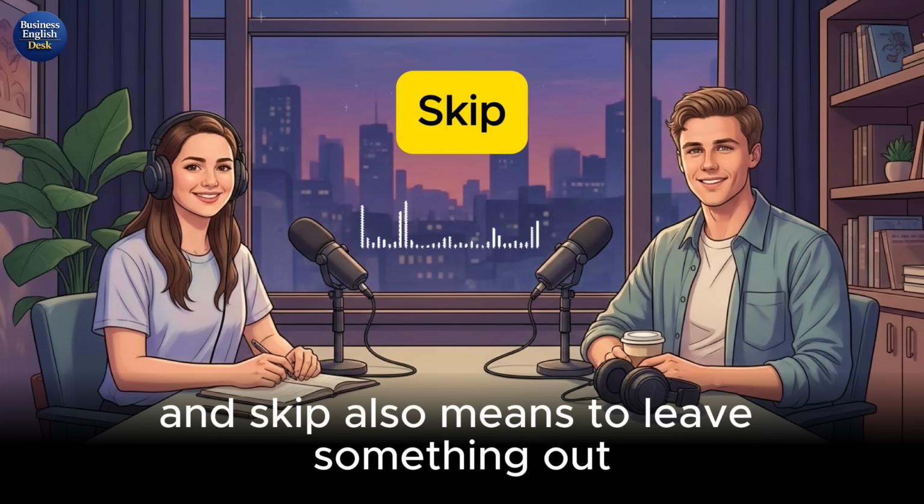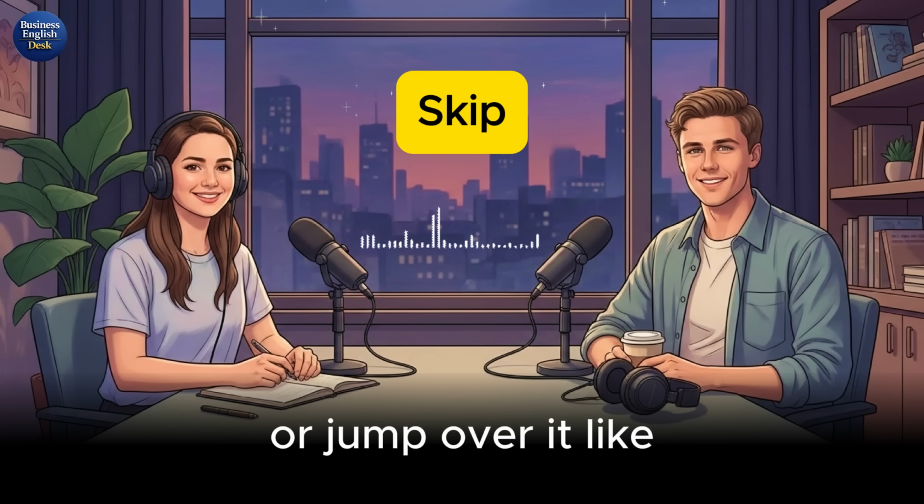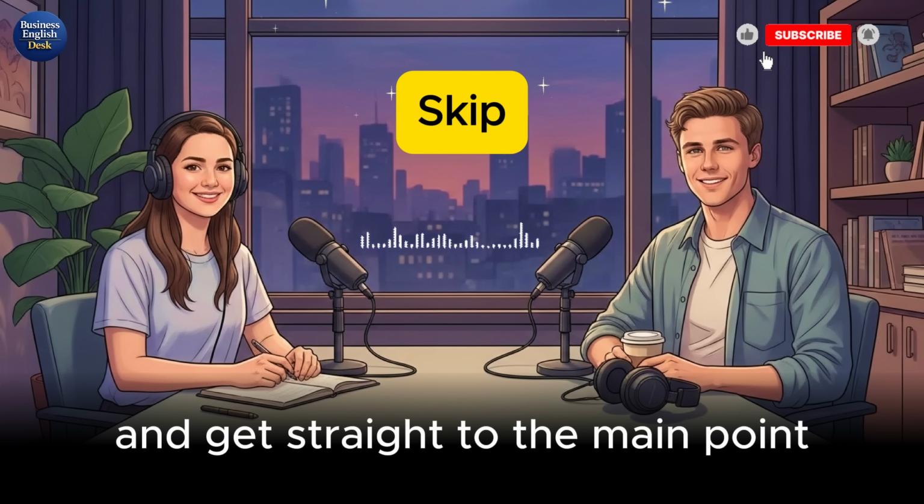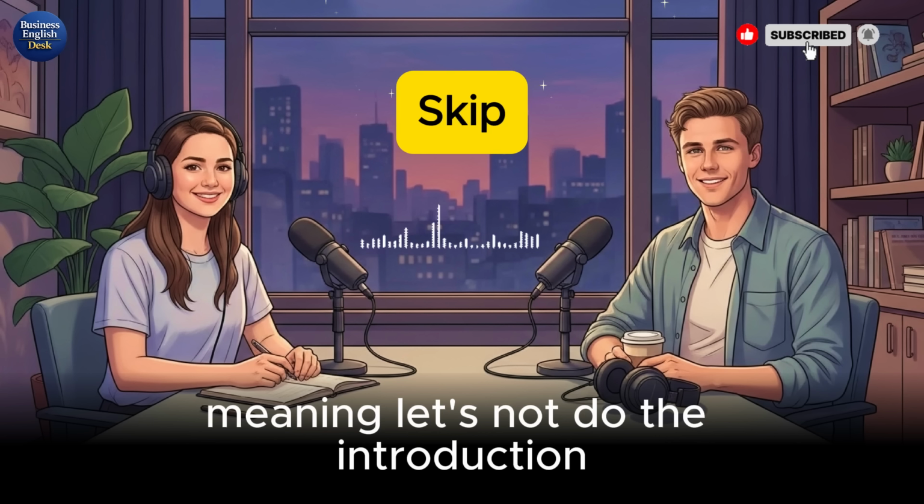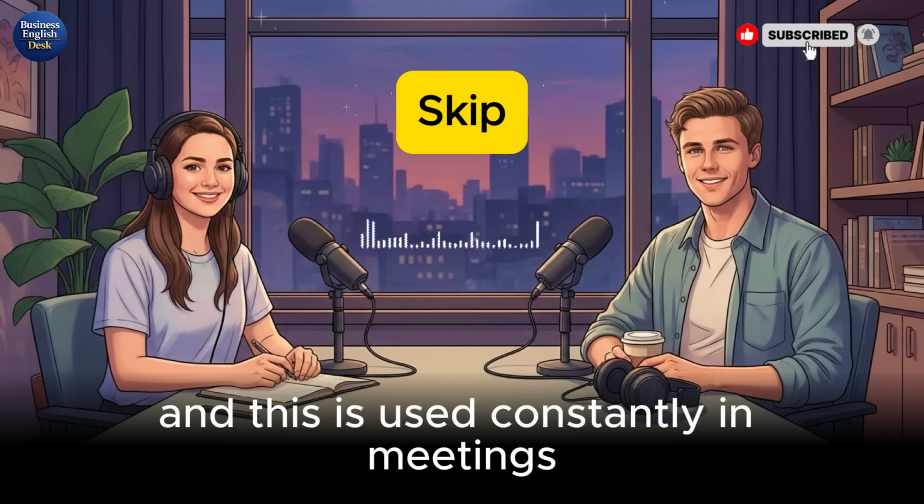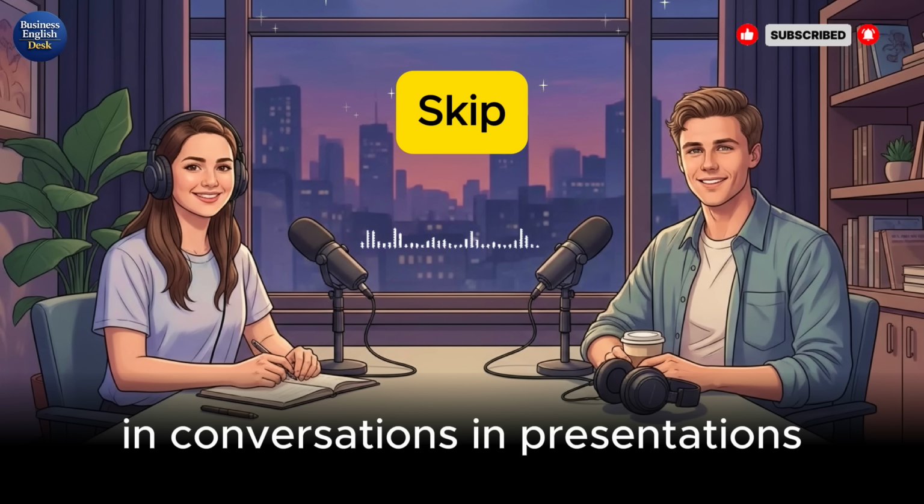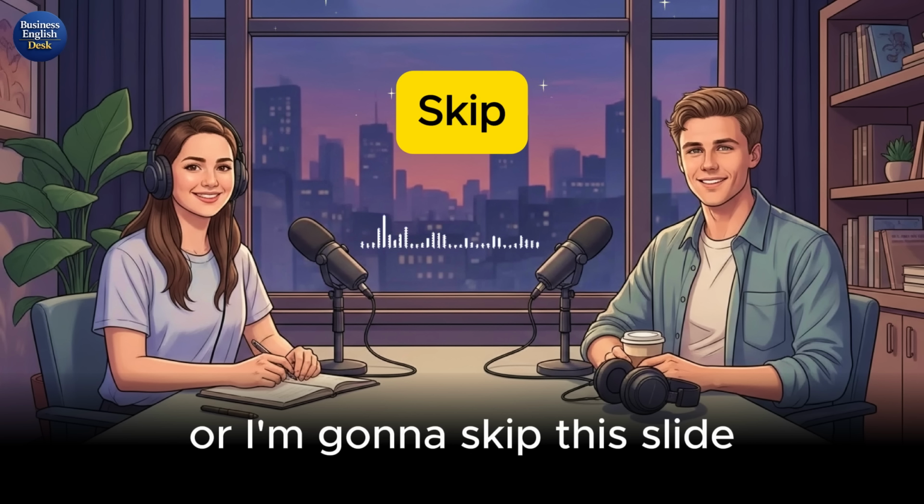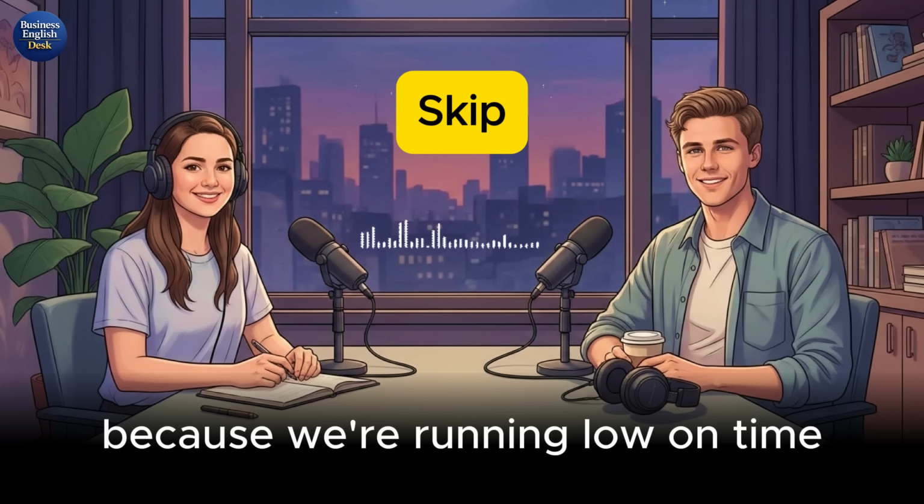And skip also means to leave something out or jump over it. Like, can we skip the introduction and get straight to the main point? Meaning, let's not do the introduction, let's bypass it. Let's skip it. And this is used constantly in meetings, in conversations, in presentations, like, let's skip the small talk and get into it. Or, I'm going to skip this slide because we're running low on time.